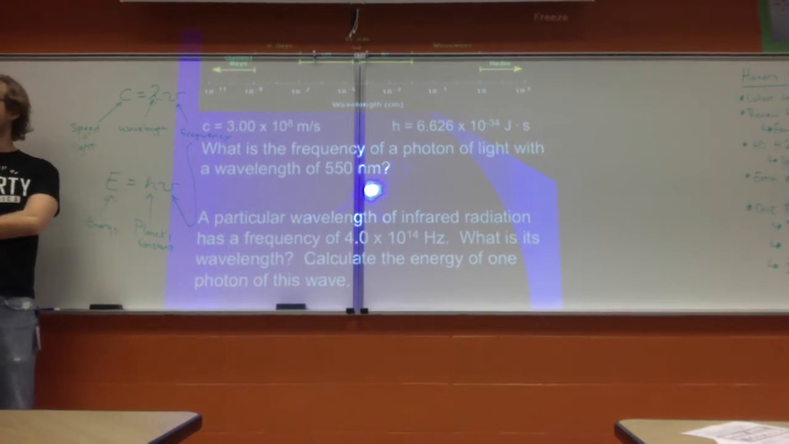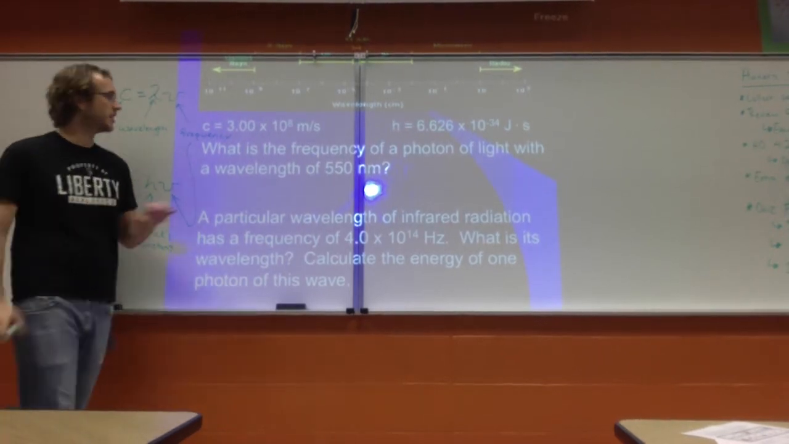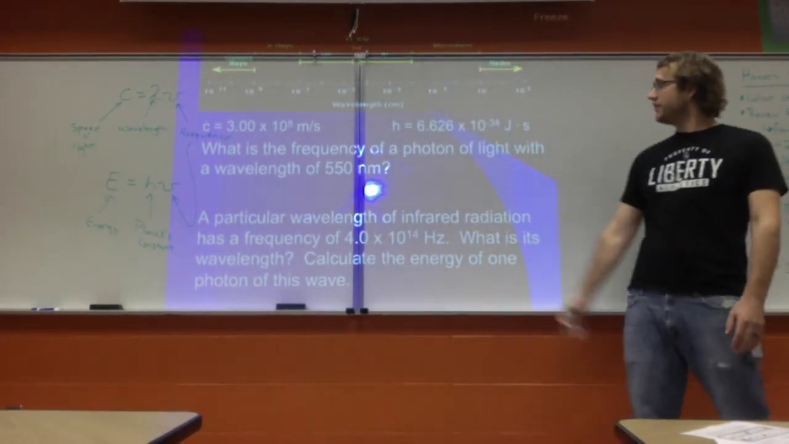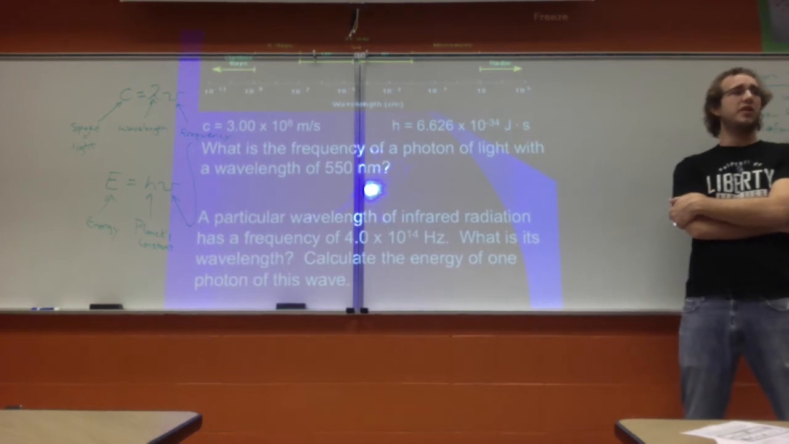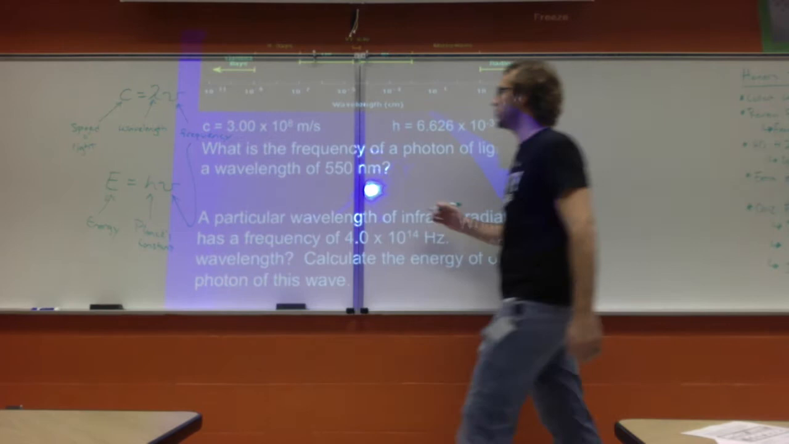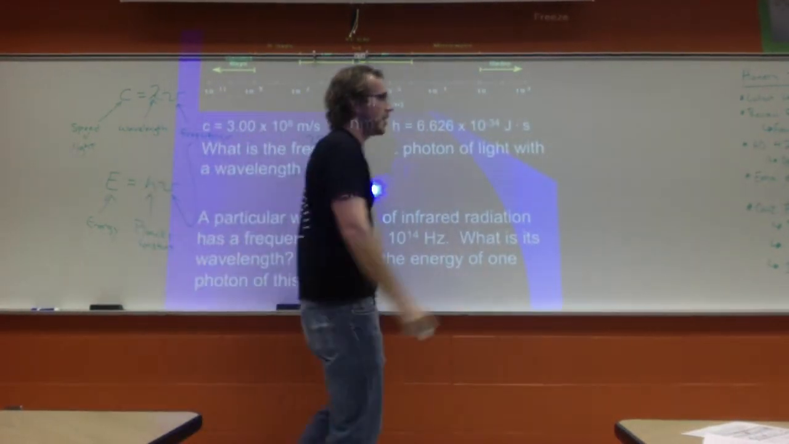Okay, I want to do one more kind of warm-up problem with you guys. I also want to show this one because it's a little bit different than what we have seen before on some of these calculations. So let's go back to this first one that we skipped over a couple days ago. What is the frequency of a photon of light with a wavelength of 550 nanometers? Well, what are we looking for? Frequency. I'm going to put my question mark. What else do we know?